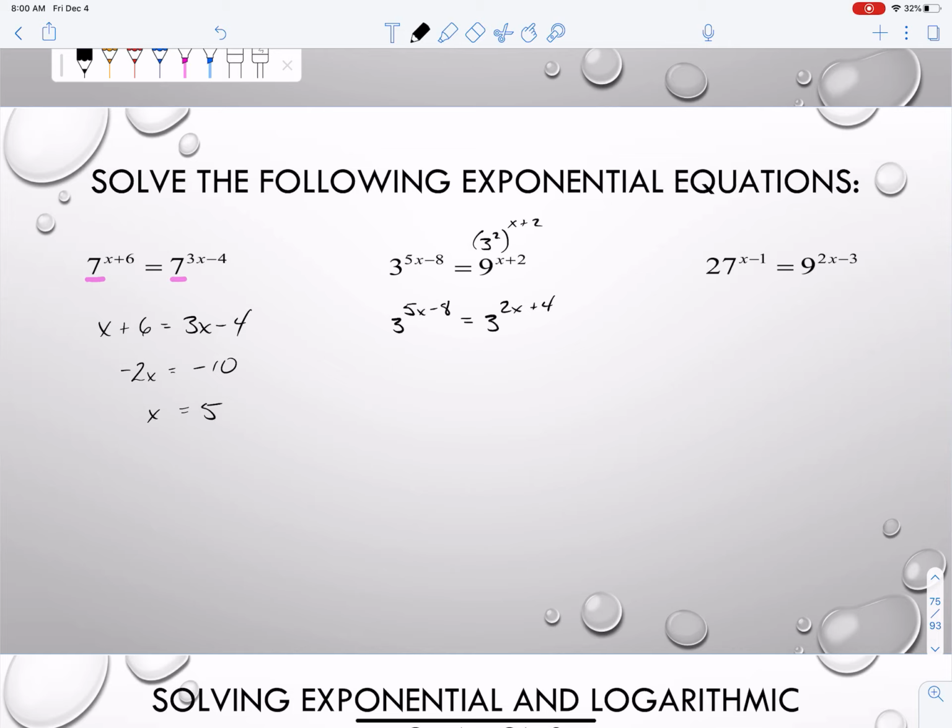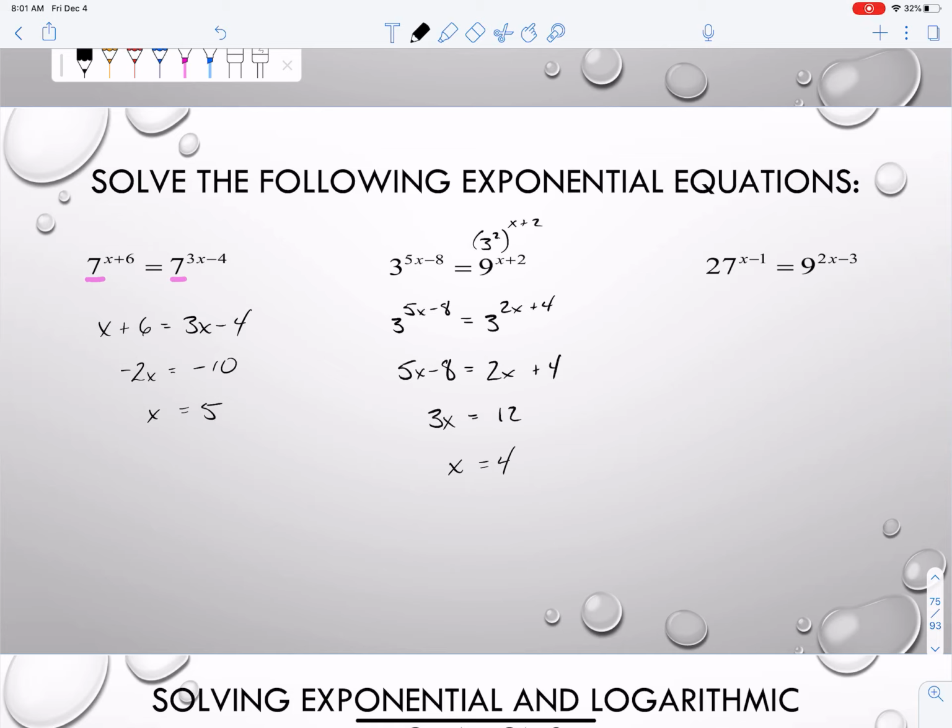All right. So again, now I have like bases. I can set those exponents equal. So we're going to have 5x minus 8 equals 2x plus 4. I'll subtract over the 2x. I get 3x equals, I'm going to add the 8, 12, or x equals 4.